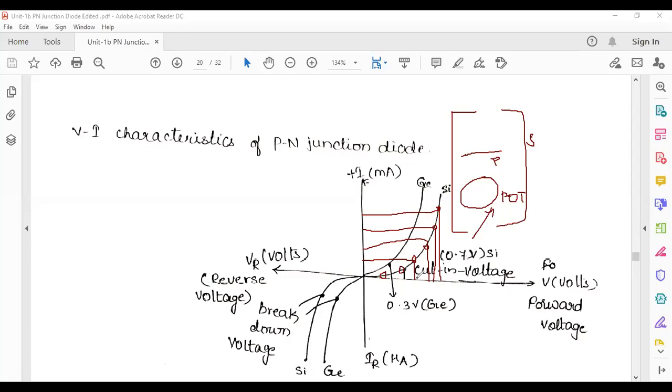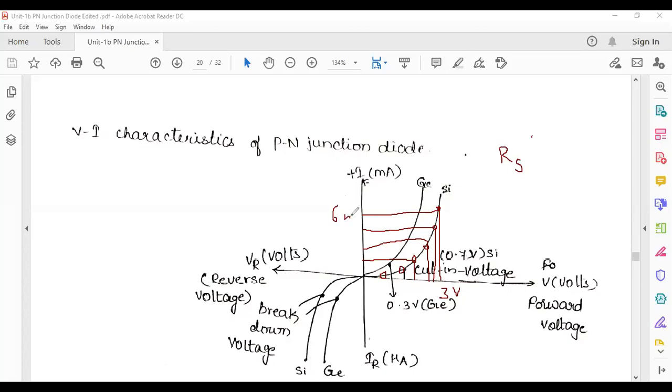If I am considering only a single point, then I can state it as static resistance. If I am considering this point only, let it be at 3 volts, and the current flow is 6 milliamps.